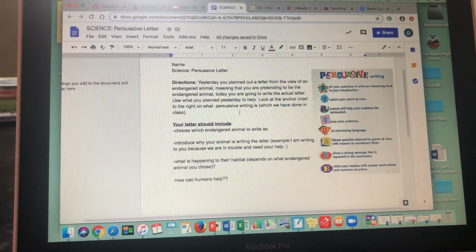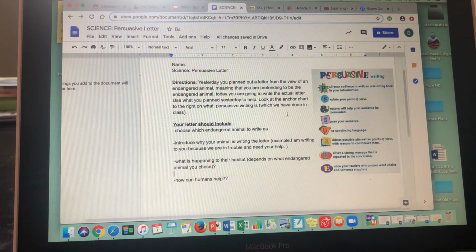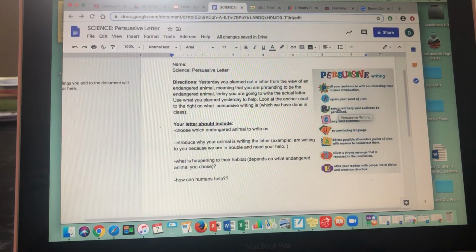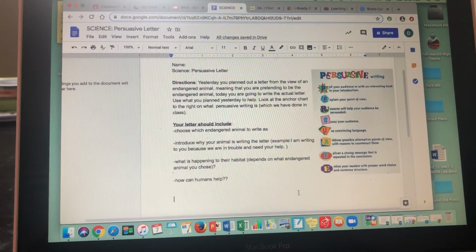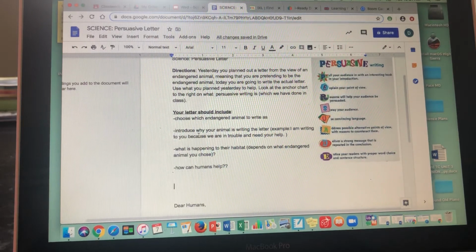Look at the anchor chart to the right on what perspective writing is, which we have already done in class. If you remember, persuasive writing is when you want to convince your audience of something, okay? So I want you to read over this anchor chart right here. And then I gave you a little checklist of what you should do.